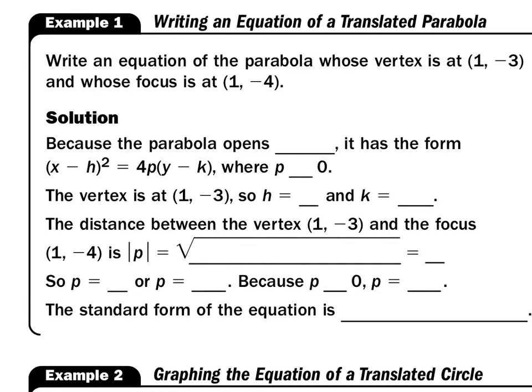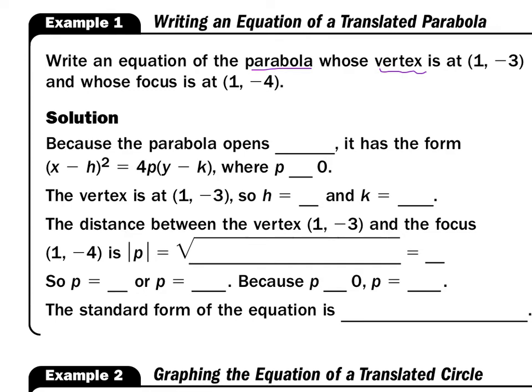So we've got example 1, writing an equation of a translated parabola. So in this one they're going to give us some information and we're actually going to write the equation. Okay, they've already told us that it's a parabola, so it was very nice of them. We probably could have figured that out based on looking at the equation, but we're going to do what we have and then go from there. So it says write an equation of a parabola whose vertex is at 1 comma negative 3 and whose focus is at 1 comma negative 4.